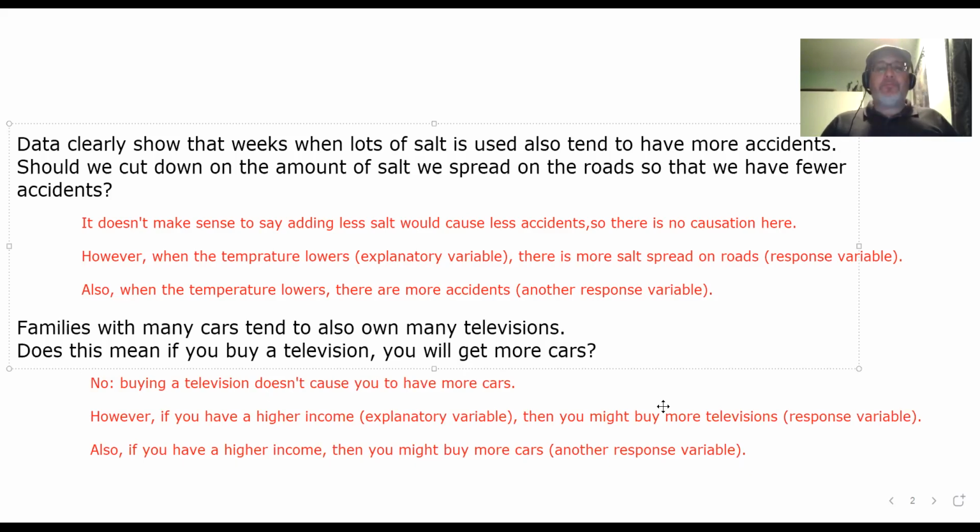However, if you have a higher income, the explanatory variable, then you might buy more televisions, a response variable. Also, if you have a higher income, then you might buy more cars, another response variable. So another instance of two variables that seem to have an association: the number of cars you own and the number of televisions you own, but not causation. The association is explained by a third confounding variable, in this case, your income.